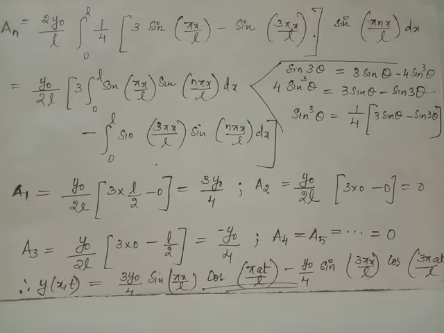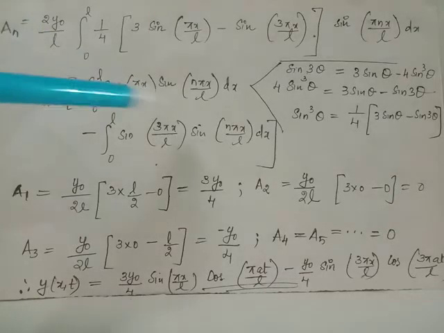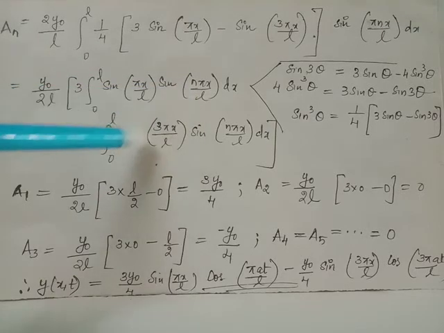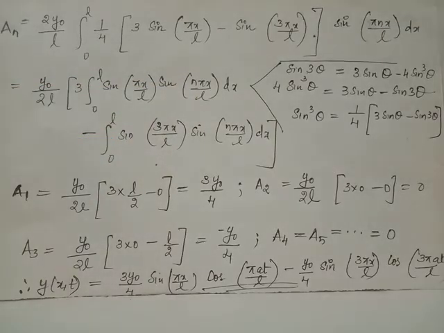Consider giving the value n equals 1, so that the first integral becomes sine square pi x by L. The second will be of the form sine 3 pi x by L into sine pi x by L, which is of the form sine mx into sine nx, where m not equal to n. Whenever we have an integral of the type integral 0 to L sine mx into sine nx, where m not equal to n, we have 0 as the answer after integration and application of limits.